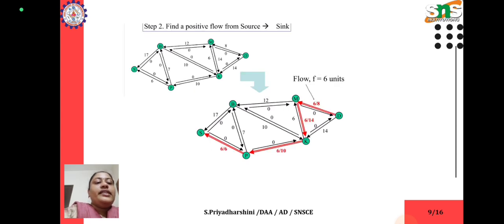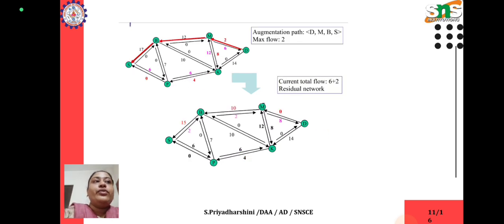In the path D, M, K, P, S, as I told you previously, from the source we find the positive flow, and 6 will be the maximum. So write down 6 bar 8, 6 bar 14, 6 bar 10, 6 bar 6. Now update the residual network due to the flow. It will be 2, 8, 4, 0. Now remember the current flow is 6.